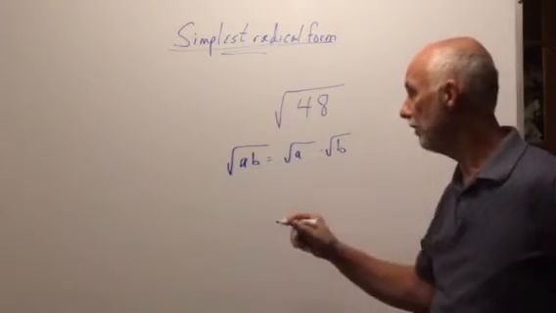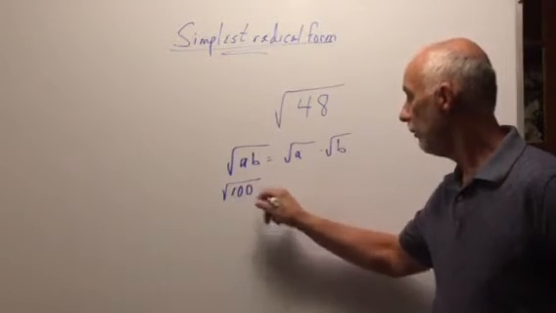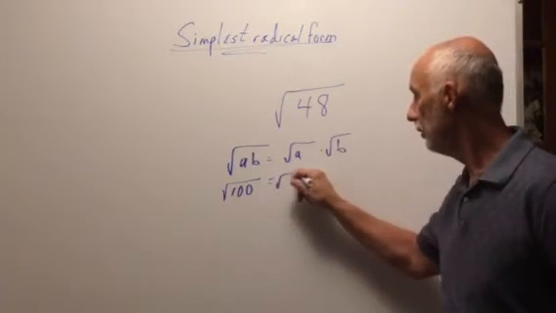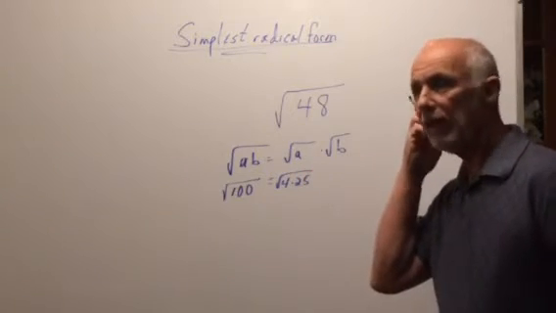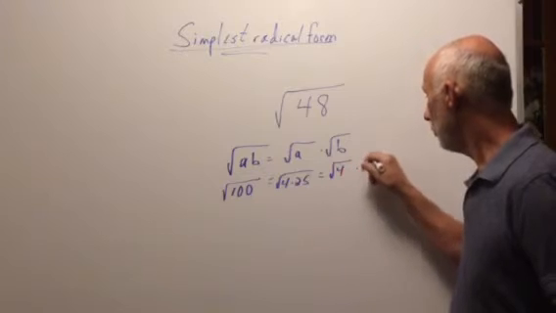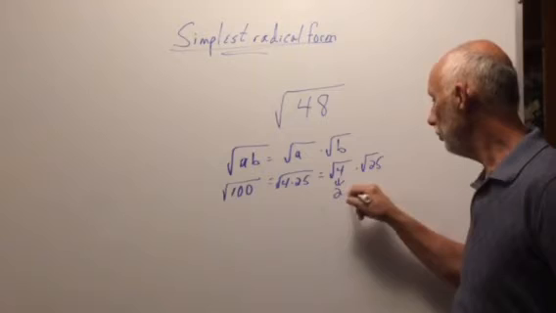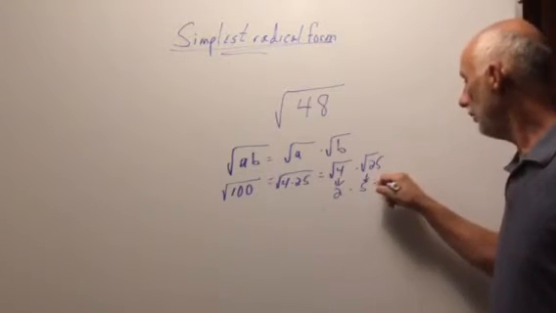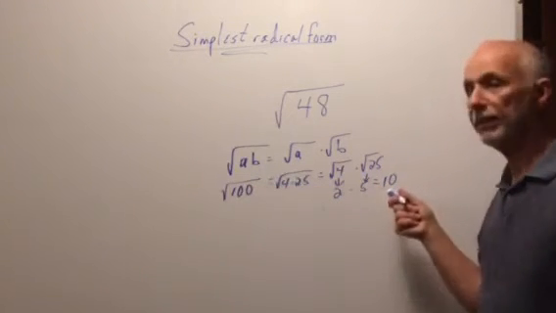For example, a good example of this would be the square root of 100. Can't you break 100 up into 4 times 25? And then you could break up the square root of 4 times the square root of 25. Now, the square root of 4 is 2, and the square root of 25 is 5. And what's 2 times 5? 10. So the square root of 100 is 10.